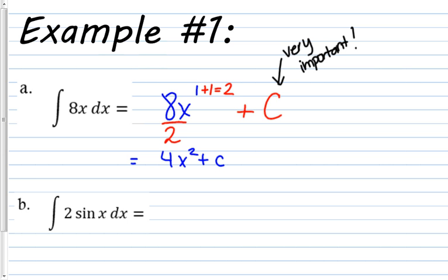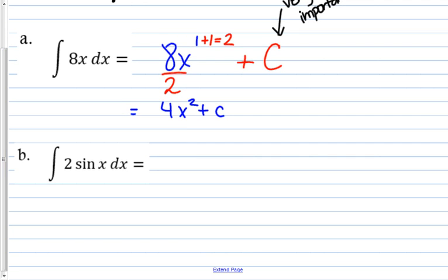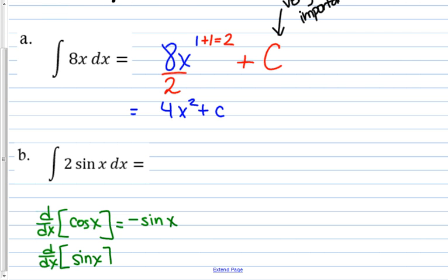B, I'm antideriving 2 sine x, or integrate 2 sine x dx. So let's do a little recap here, folks. If I were to derive cosine, the derivative of cosine is negative sine x. If I were to derive sine, the derivative of sine is cosine x. Now remember, we're going backwards. So essentially what we're doing is we're starting here and going this way. We're starting here and going that way.